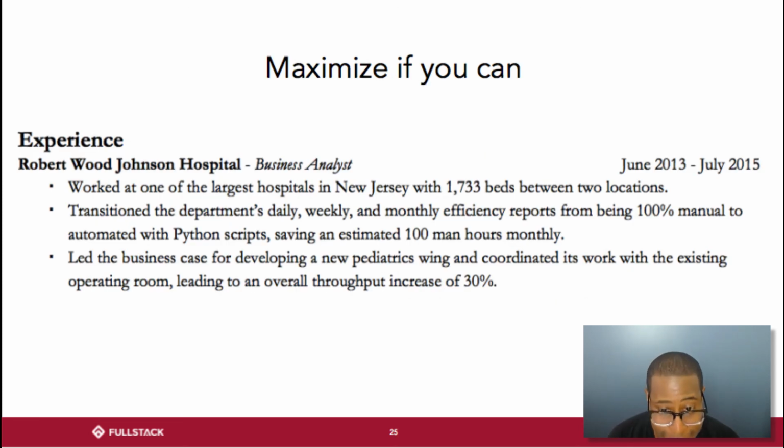So maximize, again if you can, kind of going back to what we were talking about, quantifying impact, but also talking about the technical aspects. So: worked on one of the largest hospitals in New Jersey with 1,733 beds between 2 locations. Again, frequency, range, numerical values help me quantify, but also let's talk about the middle part: transition to departments, daily, weekly, and monthly efficiency reports from being 100% manual to automated with Python scripts, saving an estimated 100 man hours monthly.